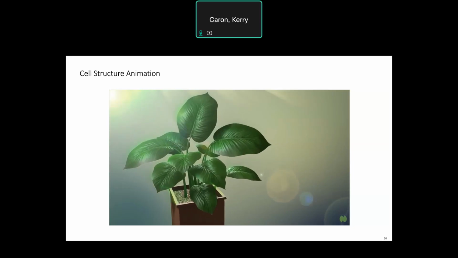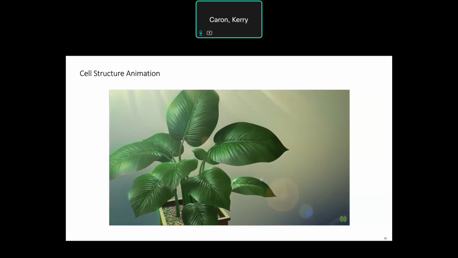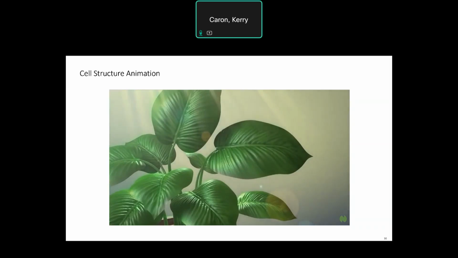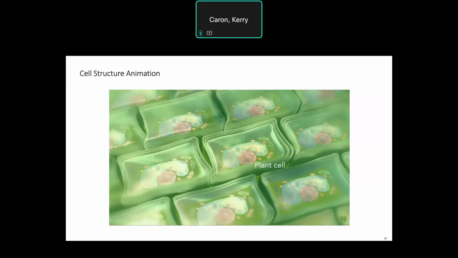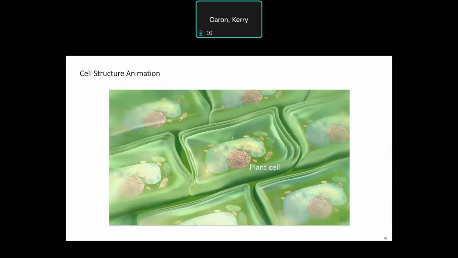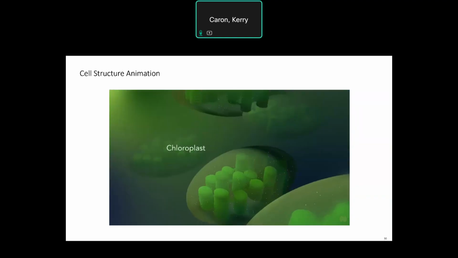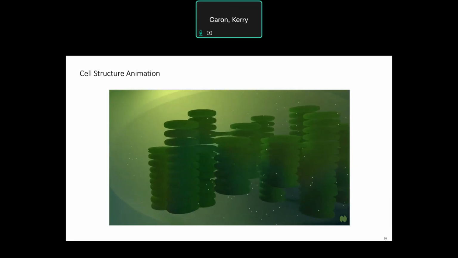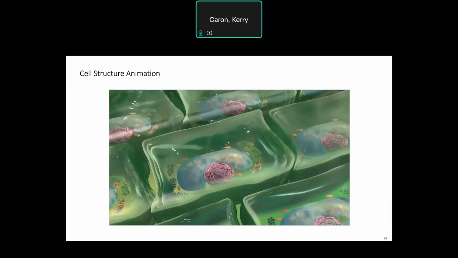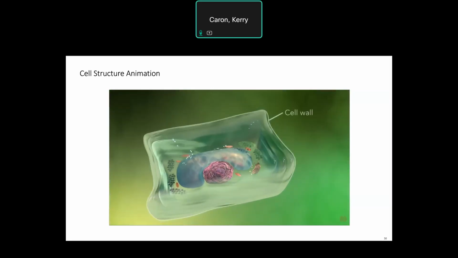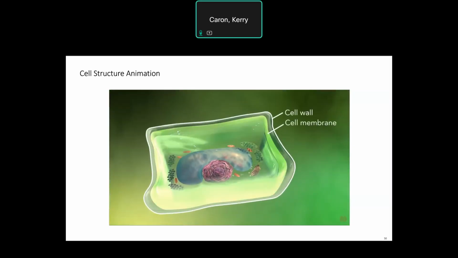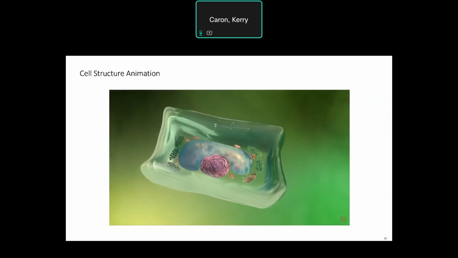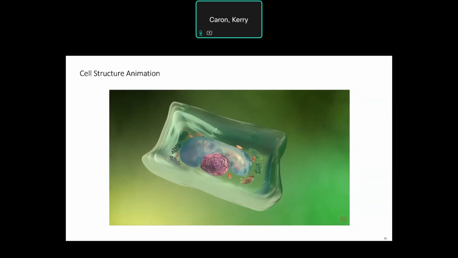Some organisms, such as plants, that are photoautotrophic, meaning they capture sunlight for energy, have cells with an organelle called a chloroplast. The chloroplast is where photosynthesis happens. It's green because it has a green pigment called chlorophyll. Plant cells also have a cell wall outside of their cell membranes that shapes, supports, and protects the plant cell. Animal cells never have a cell wall.